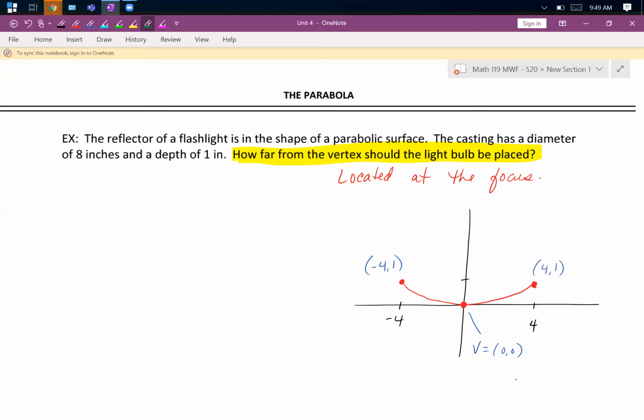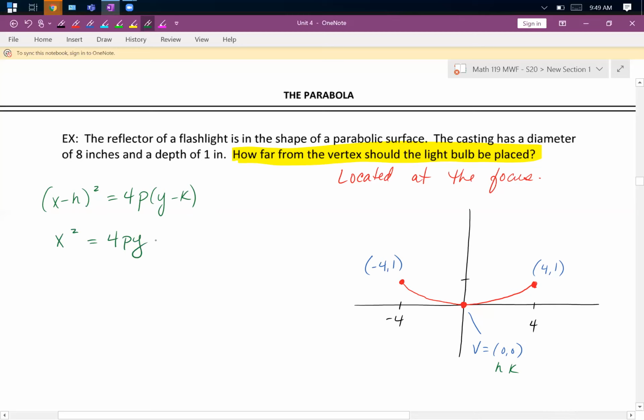All right, so this is a vertical parabola. That means that we're going to be using the equation x minus h squared equals 4p times y minus k. And I know my h, k because we've put the vertex at the origin. So this becomes x squared equals 4py. And we're looking for the focus. We know the focus is p units away from the origin. So basically we're looking for p.